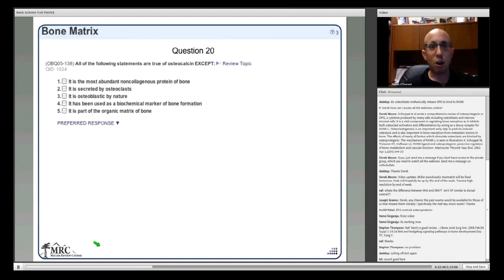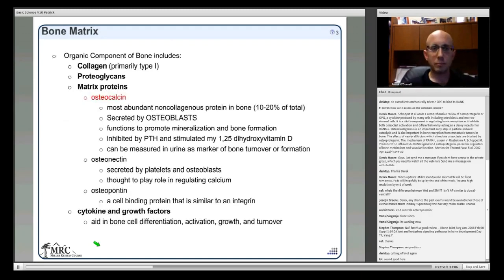Next one, bone matrix. All of the following statements are true regarding osteocalcin except. So to get this question right, you have to know a little bit about the organic component of bone. The organic component of bone has collagen, your type 1. It's got bone, O-N-E, 1. Remember that one. Proteoglycans, matrix proteins, cytokines, and growth factors. So if you look at the matrix proteins, there are 3 types of matrix proteins in the organic component of bone: osteocalcin, osteonectin, and osteopontin. Osteocalcin is the most abundant non-collagenous protein of bone, secreted by the osteoblasts.